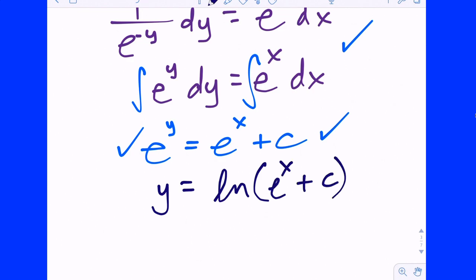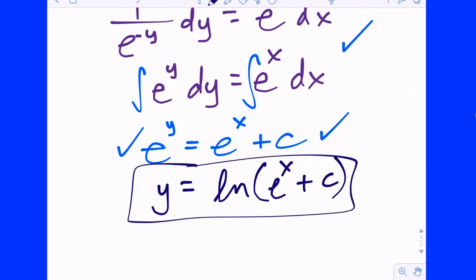Notice the plus c now moved from the outside, which was a vertical shift, now to the inside of the argument, which is more of like a horizontal shift. It is inside the argument. Did we solve for y? Yeah, there it is. That is your general solution.